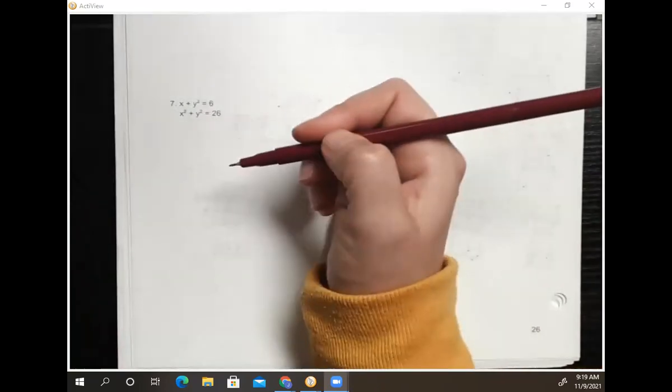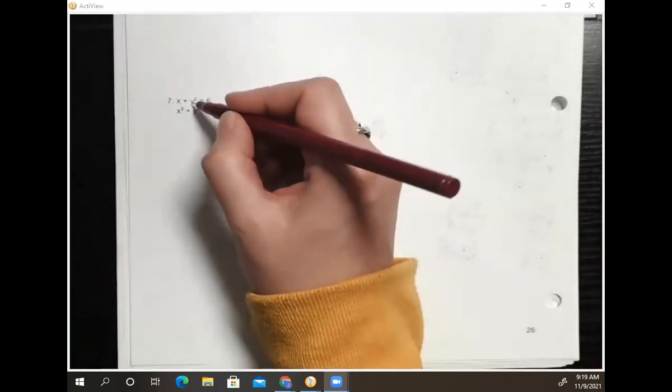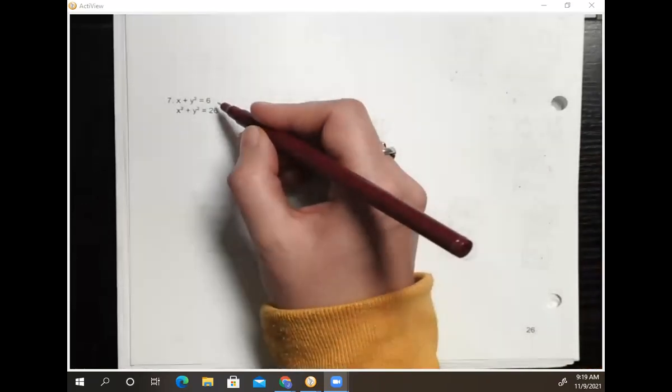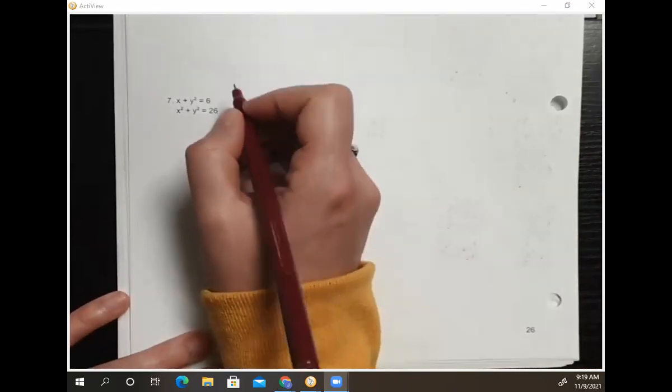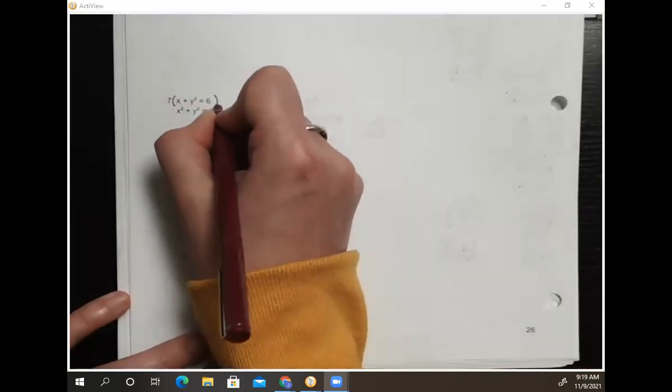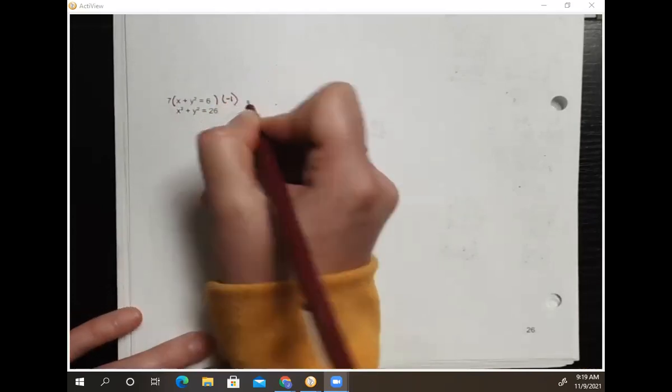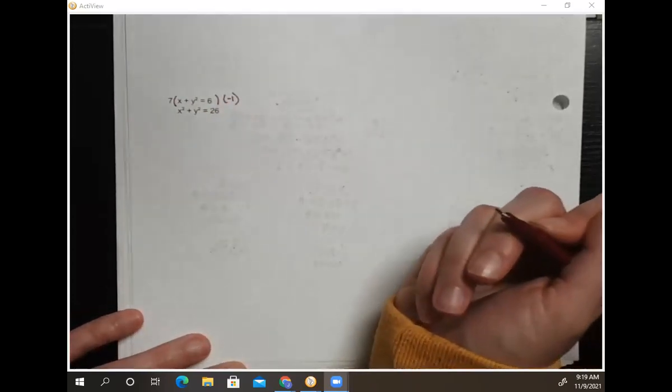If I wanted to use elimination, I don't have a setup for that right now. And my only good option for something to eliminate would be the y squared. So I would need to multiply one of my equations through by negative 1. I want to show you that with number 7, okay? So I'm going to choose elimination here, and I'm going to multiply this top equation by negative 1. So that way I change the sign.